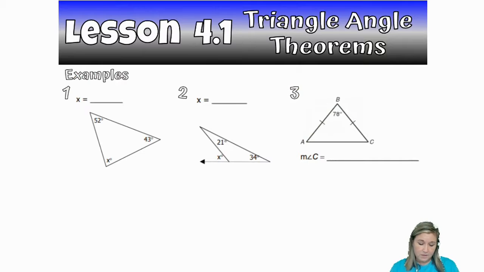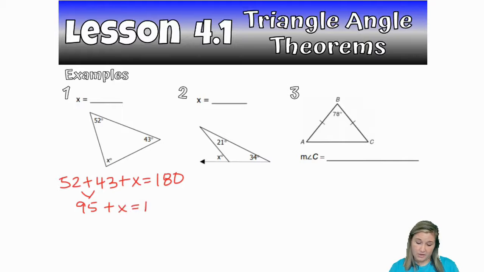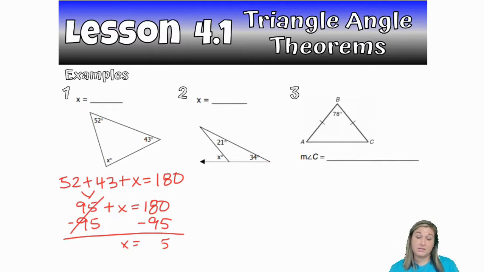This one is just going to be the triangle angle sum theorem. All the interior angles are going to add up to be 180. So we have 52 plus 43 plus x, and all of those added up are going to be 180. I'll add these two together, and I get 95 plus x is equal to 180. Solving for x, I'm going to subtract 95 from each side. x is going to be equal to 85 degrees.